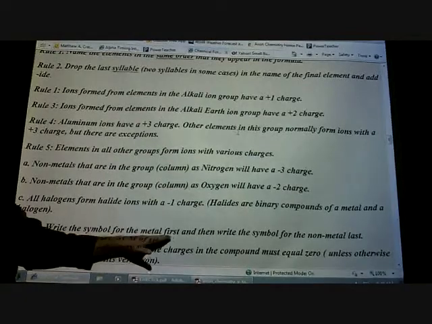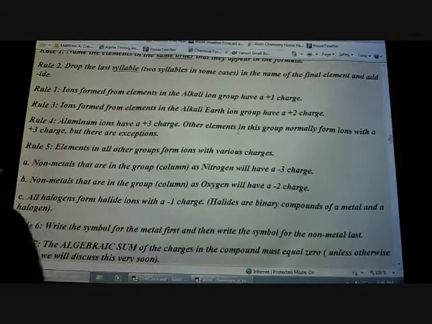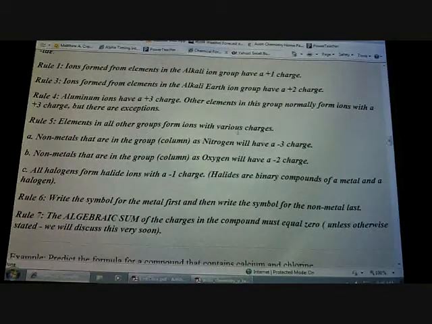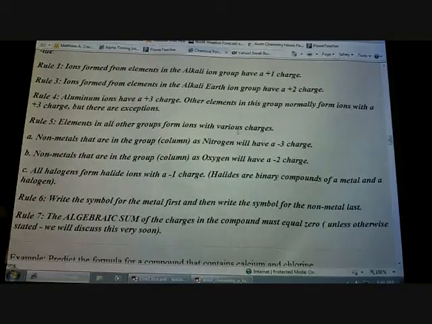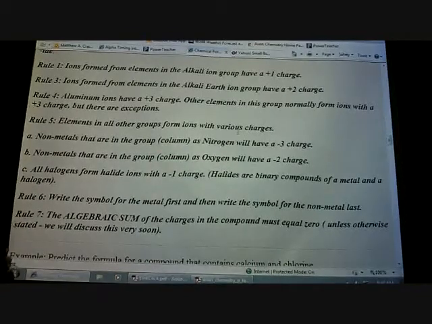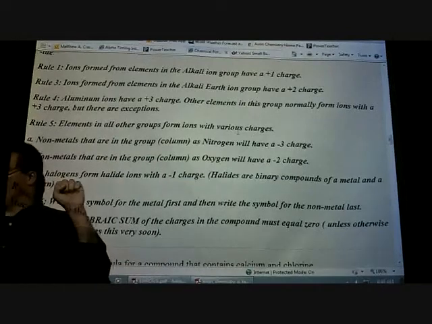Write the symbol for the metal first. We already talked about that. And then the non-metal last. And here is the most important rule, number 7. Make sure that the algebraic sum of the metal with the non-metal equals 0.